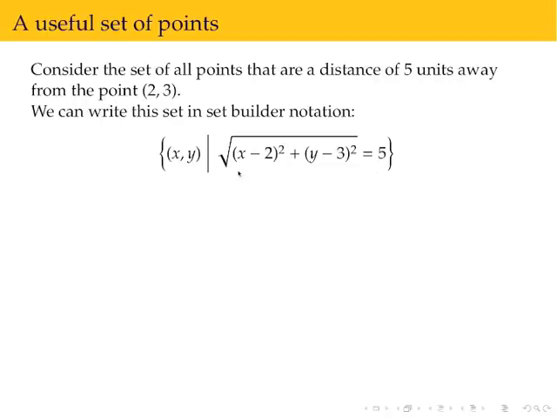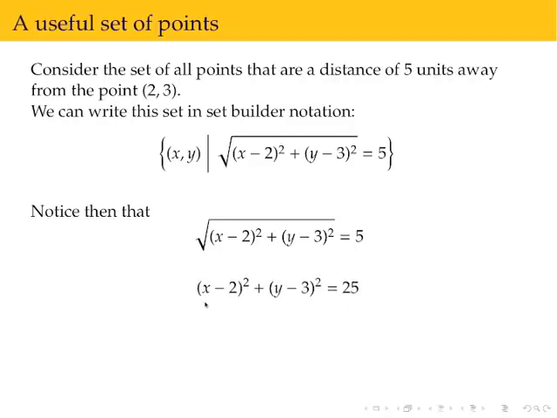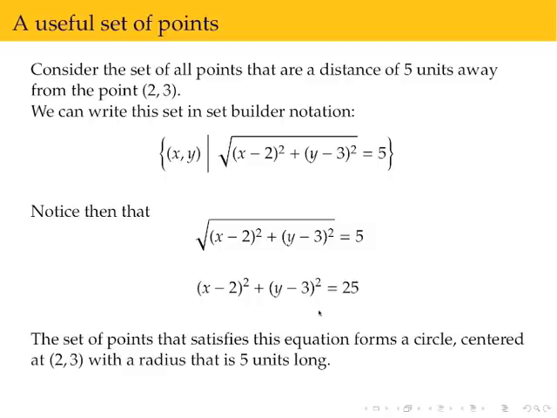So now I can take this condition, and then maybe square both sides to get rid of that square root, I'll end up with x minus 2 squared plus y minus 3 squared is equal to 25. And that form should look familiar since you have done the graphing activity before watching this video. That is a circle with a center at 2, 3 and a radius that is 5 units long.